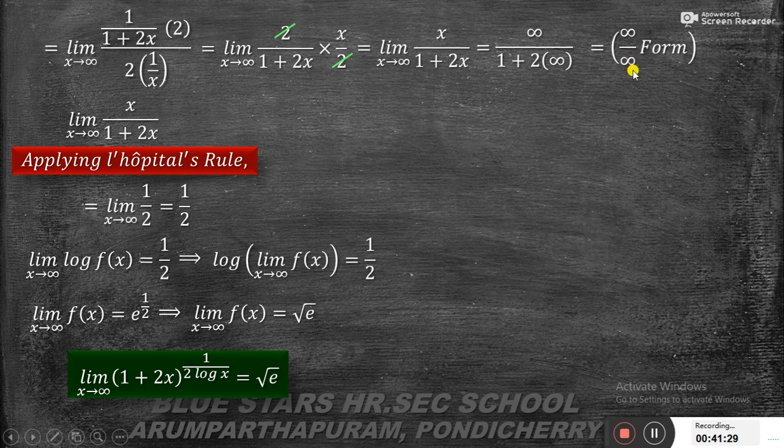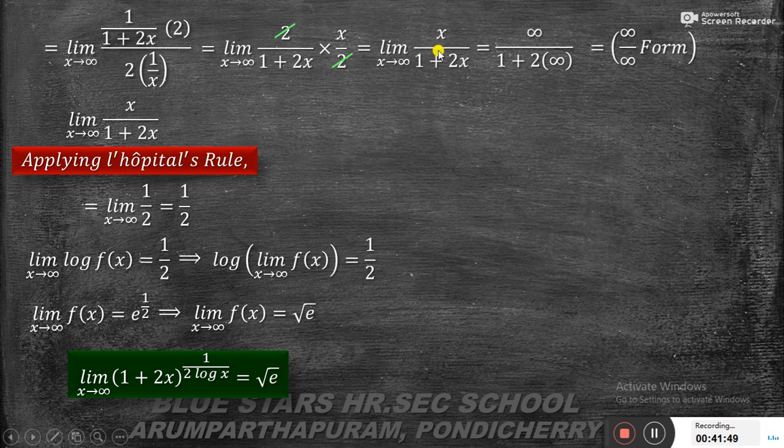So again we apply L'Hopital rule. Before substituting the limit, this step we take: limit x tends to infinity x by 1 plus 2x. Again we differentiate the numerator and the denominator.